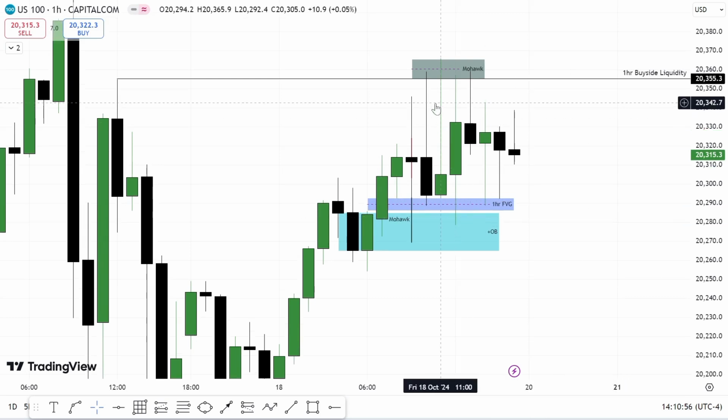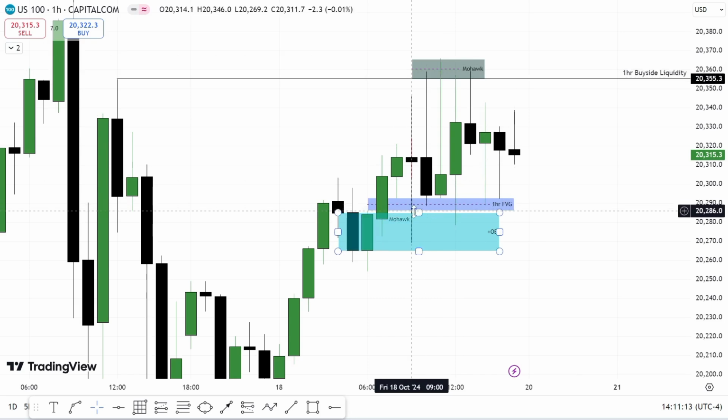Right, so you see how price comes to this buy side liquidity here, and you see the behavior here. So we call this a mohawk because the bodies of the candlesticks are not closing above it, just the wicks are painting outside of that buy side liquidity. Same thing here, you have this bullish fair value gap. You see how the bodies of the candlesticks are still above that, and this other block here, only the wicks trade outside this bullish fair value gap.